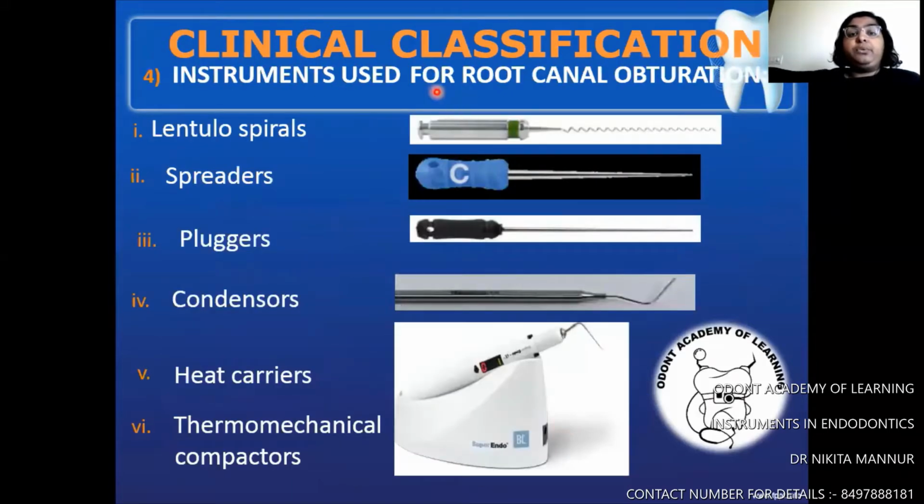Coming to instruments used for root canal obturation, we have lentulo spirals. Lentulo spirals are used for placing the sealer into the canal and coating the canal. Then we have spreaders, pluggers, condensers, heat carriers, and thermomechanical compactors.